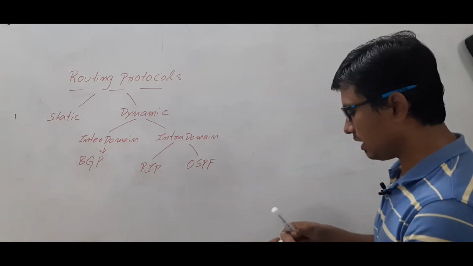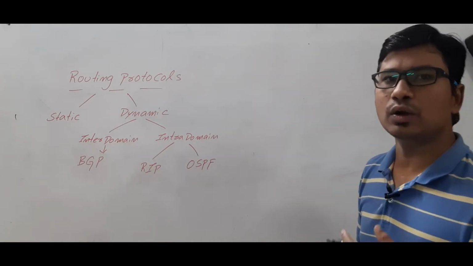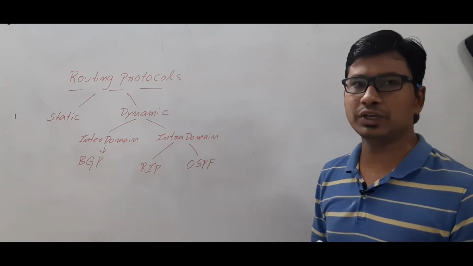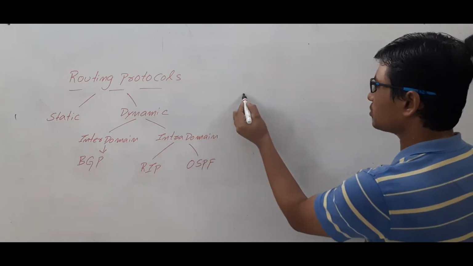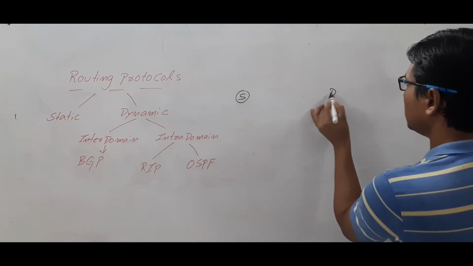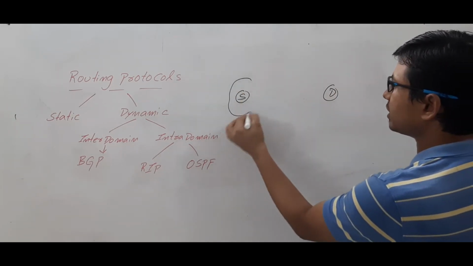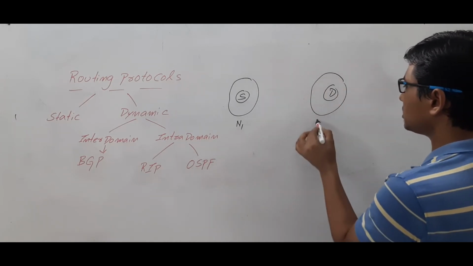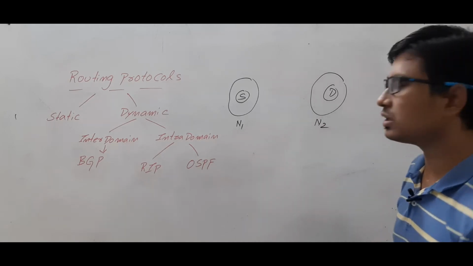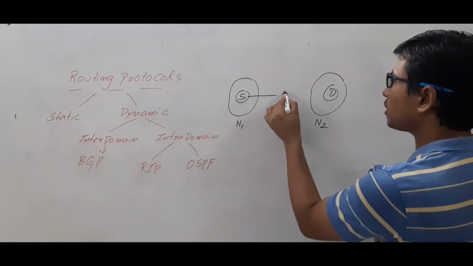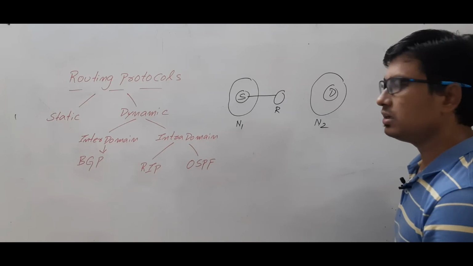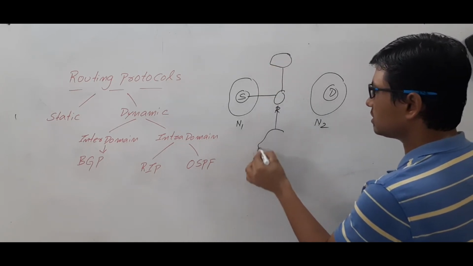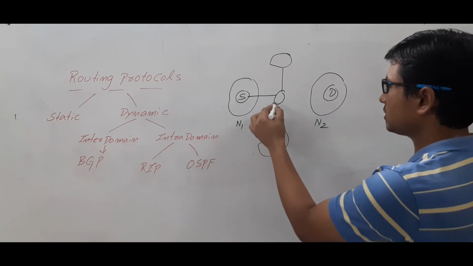So as I said earlier, what is routing? Routing is constructing the routing tables, because we need to forward the packet from source to destination. Now let's take that the source is in one network, network N1, and the destination is in another network, which is network N2. Now you have a router here, which is R, which is again connected to some other networks.